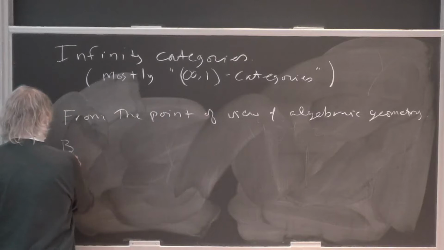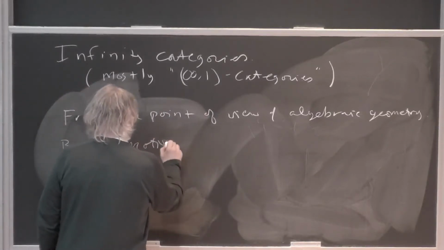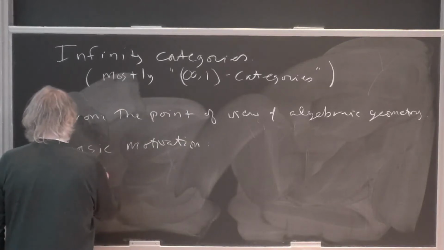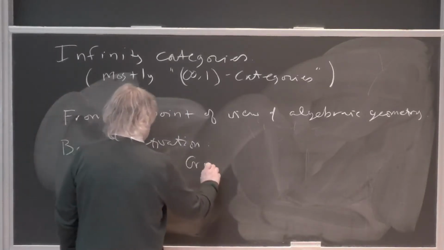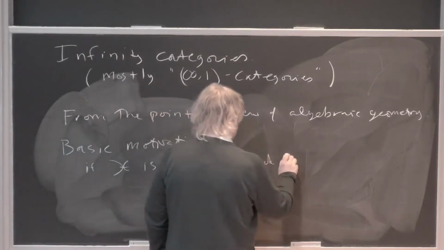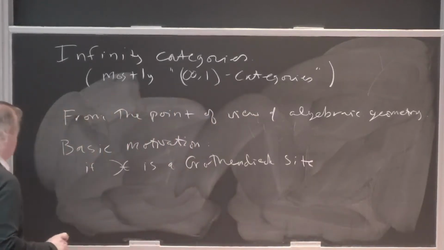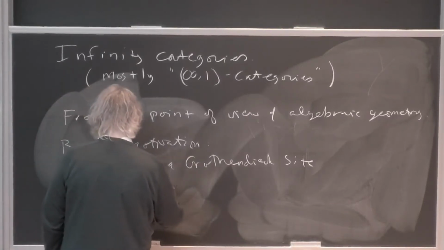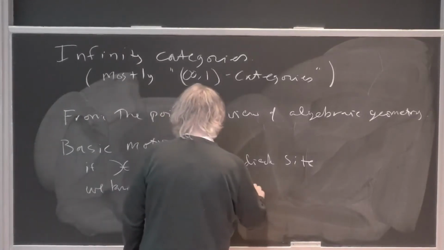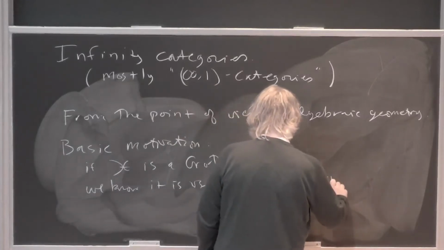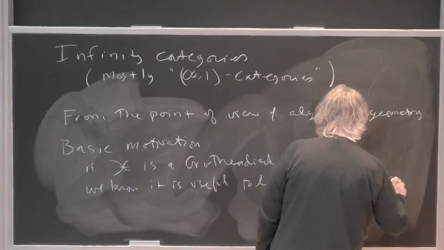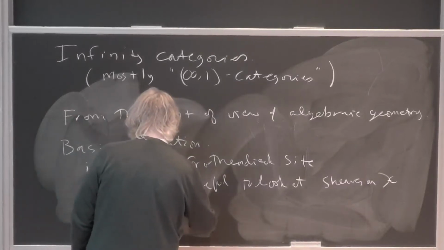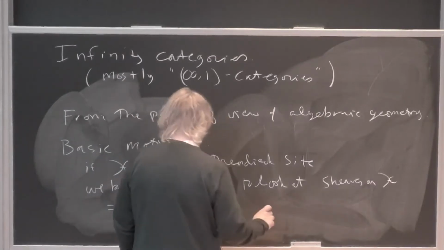So let me just start by saying what the basic motivation is. I think the basic motivation is that we're going to start with some kind of Grothendieck site, basically. So if X is a Grothendieck site, then we know that it's useful to think about sheaves on X. So what's a sheaf on X? In other words, a functor from X op into sets that satisfies some kind of descent property.